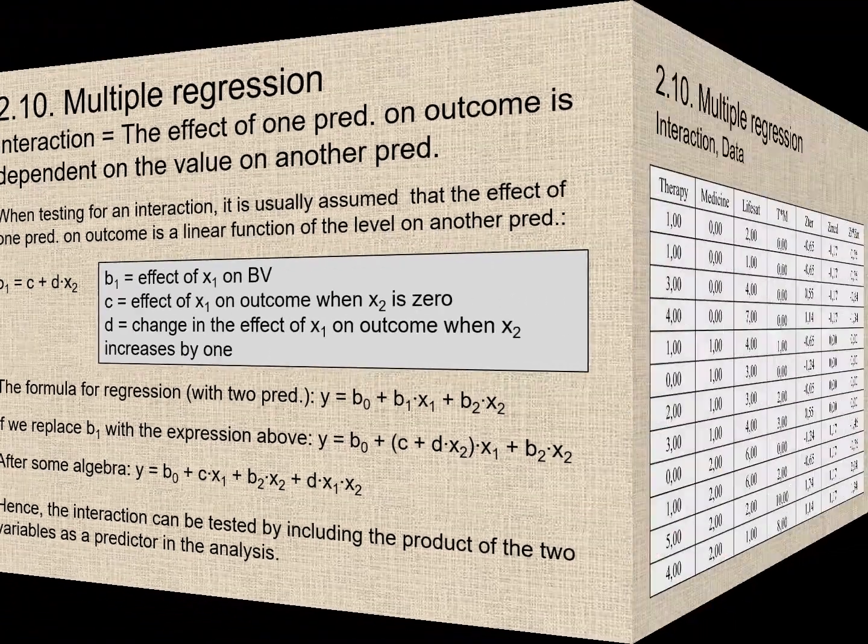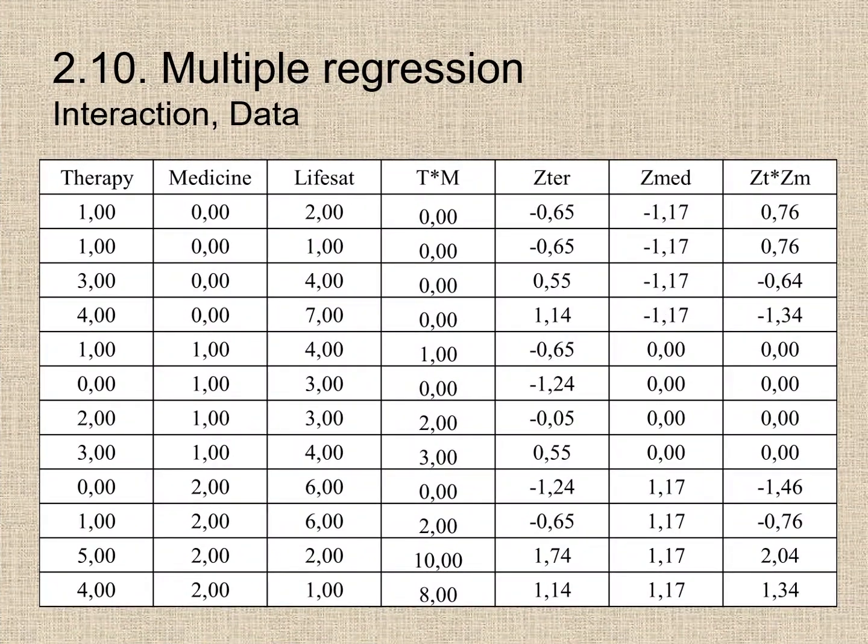Do you anticipate something from that analysis? Some kind of problem? Therapy and medicine, they only have positive values. Therefore, the higher the value you have on either of them, the higher the product. We anticipate collinearity. It's quite common. Do you have any trick to avoid that problem?